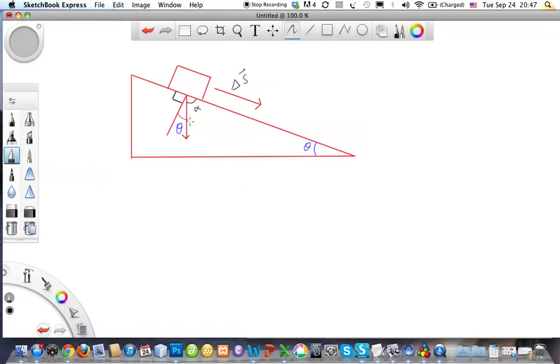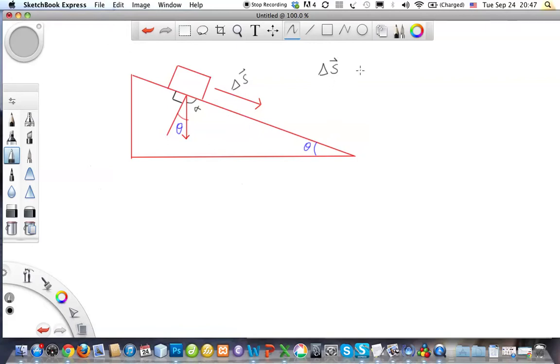In this video, I want to talk about work done by a constant force. And I also want to talk about how we can determine the kinetic energy of this object in this situation as a function of displacement.